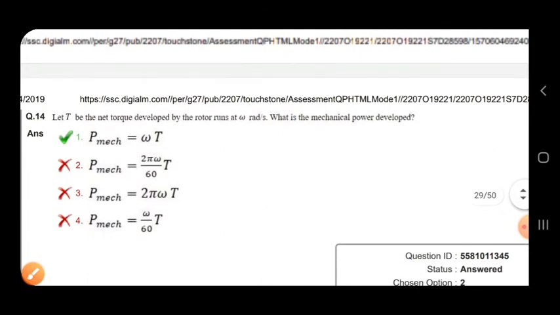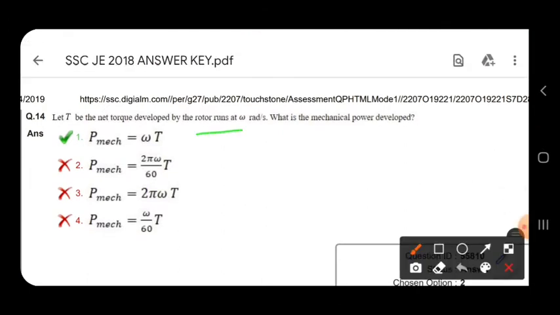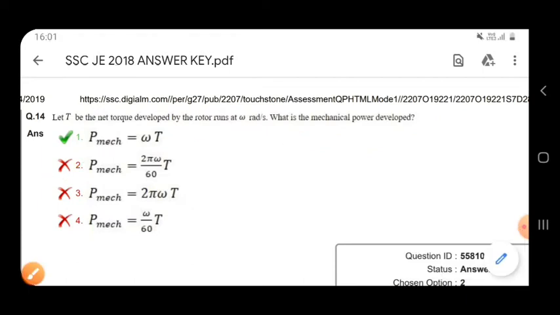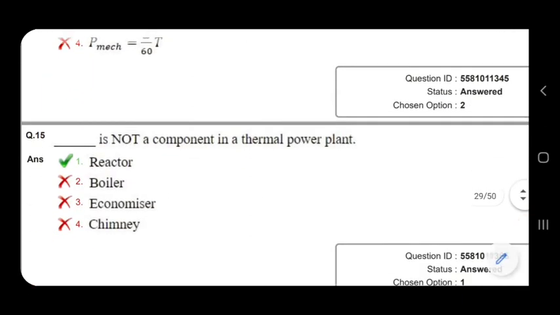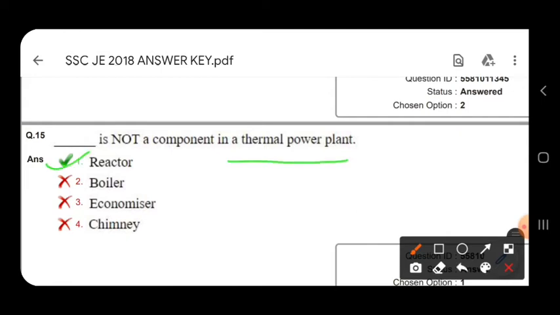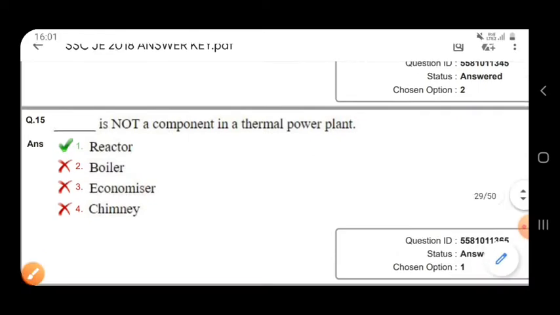Next one: let T be the net torque developed by the rotor rotating at omega radian per second. What is the mechanical power? So P mechanical equals 2 pi N T upon 60. The answer is option number 2. Which is not a component in a thermal power plant? Reactor is not a component of a thermal power plant, because it is a component of a nuclear power plant.